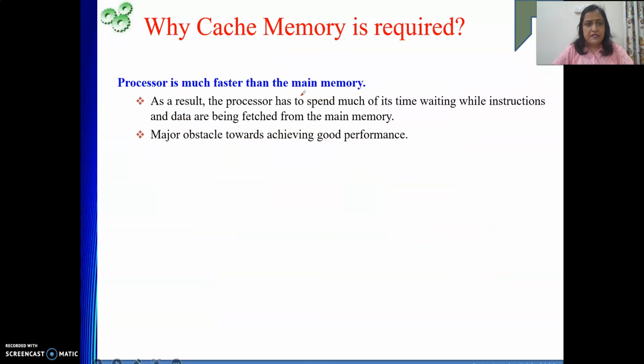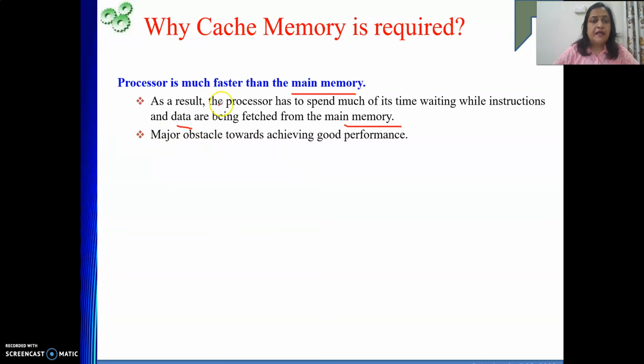So see, what happens is the processor is much faster than our main memory. That we know. As a result, the processor has to spend much of its time waiting while instructions and data are being fetched from the main memory. We know that WMFC, then we have to wait, right? Then whenever we come out of WMFC, that time only that instruction or data will be in MDR. From there, it will be sent to the required place, and the working will move on.